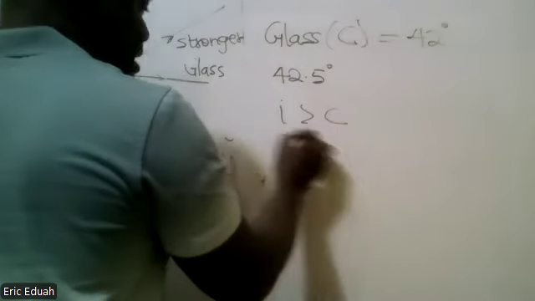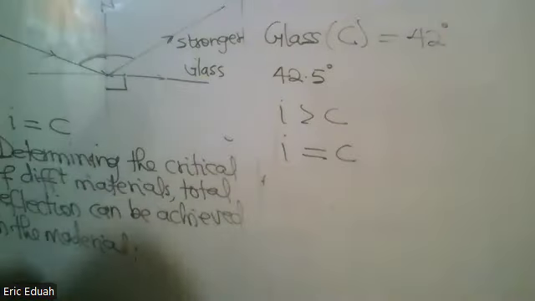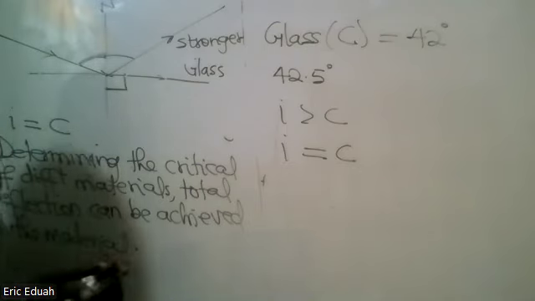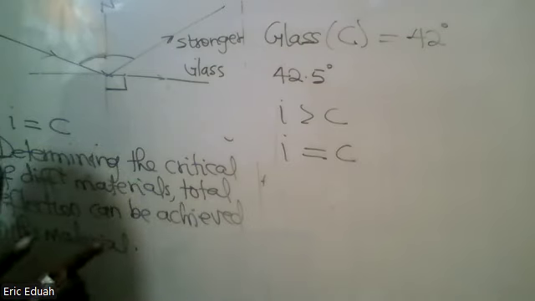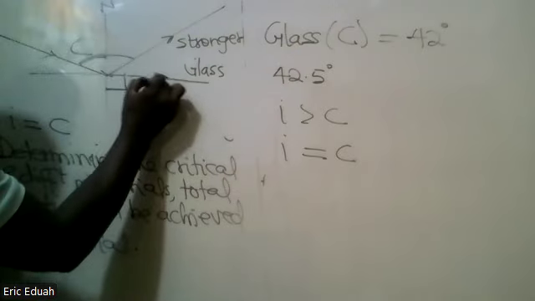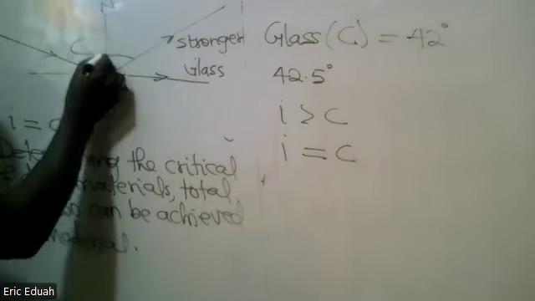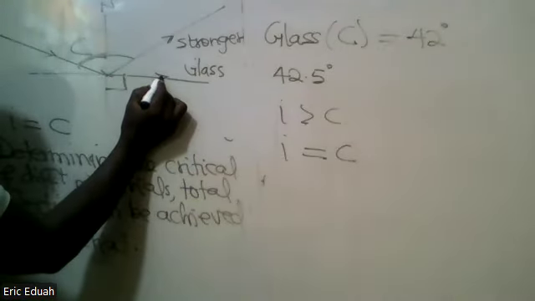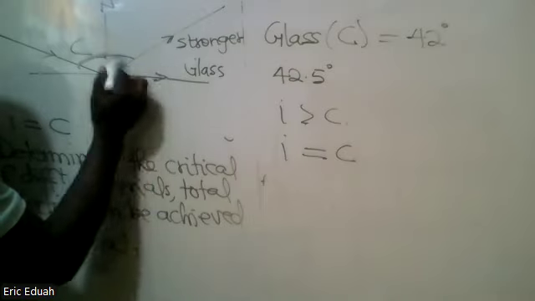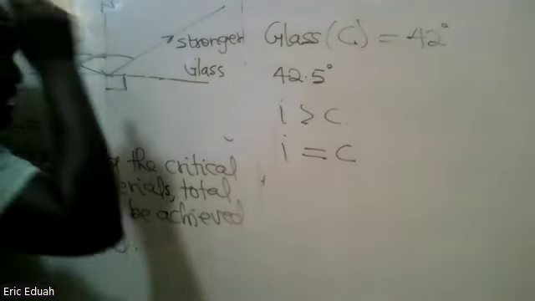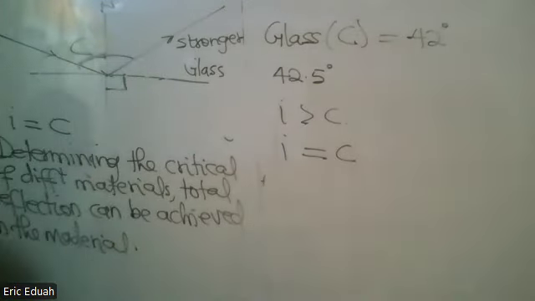When I is equal to C, you have the refracted ray with the angle of refraction being equal to 90. And this is what is happening. If I is equal to C, this is what you have. But when I is greater than C, there wouldn't be a refracted ray. The refracted ray will add up to the reflected ray, and we only have incidence and reflection, total internal reflection.